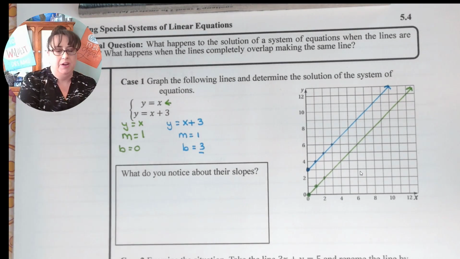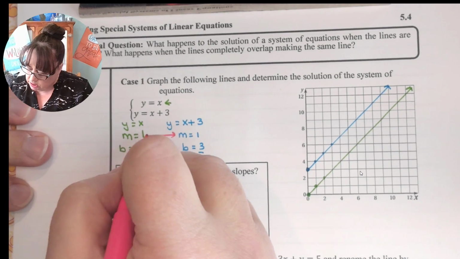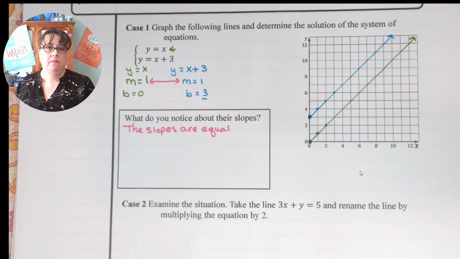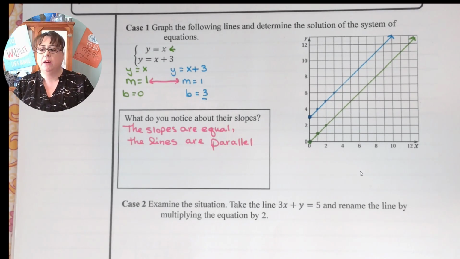So the first thing we need to do is we need to look at their slopes. And what do we notice? We notice that the slopes are equal. Or I hope that you notice that the slopes are equal. And I hope that you remember that when the slopes are equal, the lines are parallel. So when the slopes are equal, the lines are parallel.